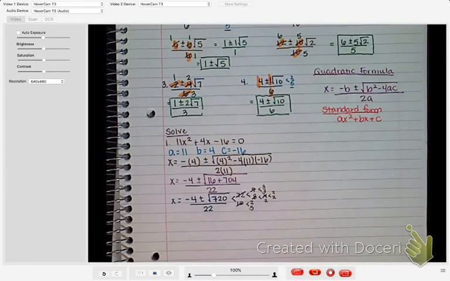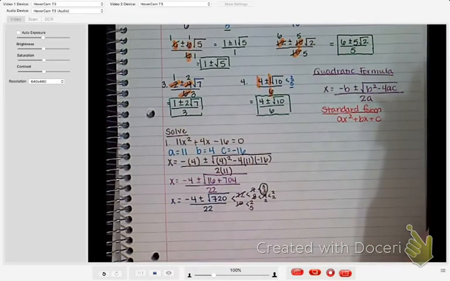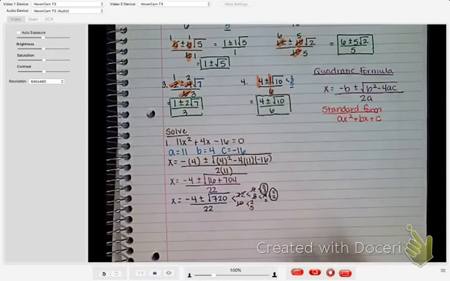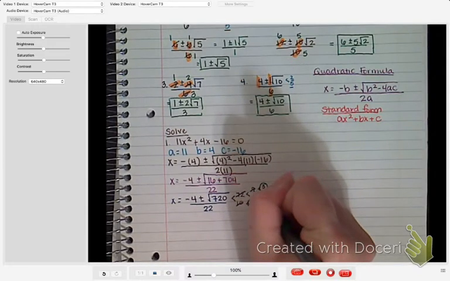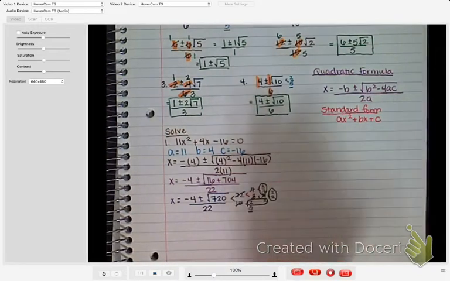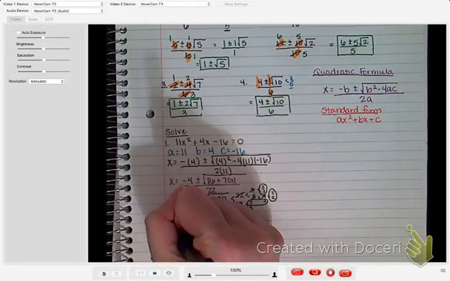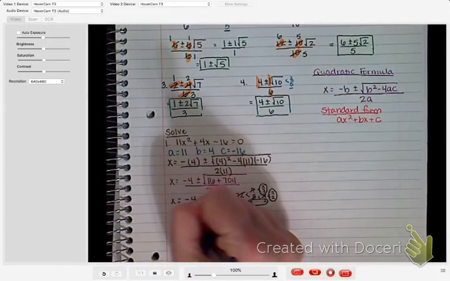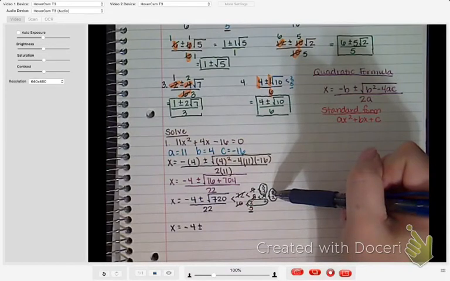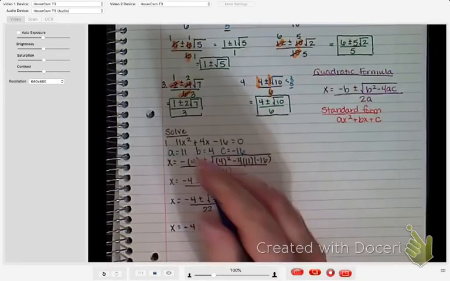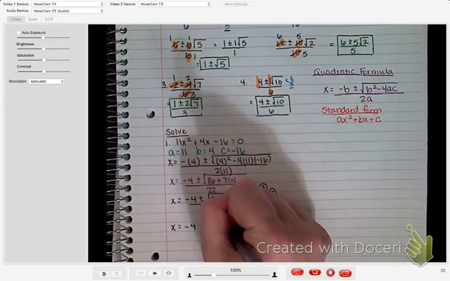Okay, so now you're looking for pairs. I have a pair of 3s, a pair of 2s, and I have another pair of 2s with this leftover 5. So my pairs are going to come out, my leftovers are going to stay in. Okay, x equals negative 4 plus or minus. I'm just rewriting that part. So my pairs come out. 3 times 2 is 6. 6 times 2 is 12. And I have a leftover 5.